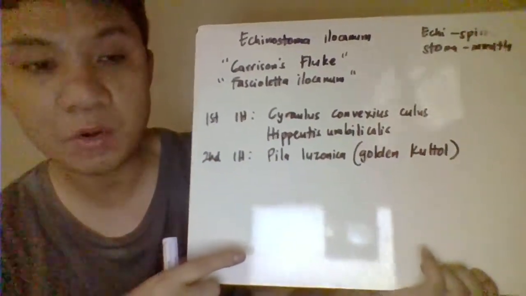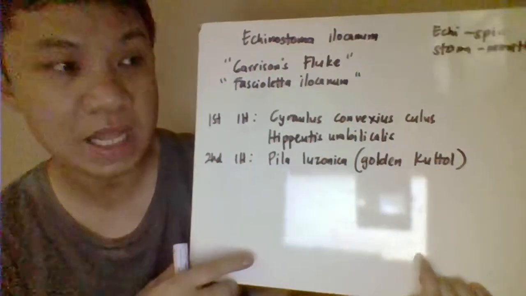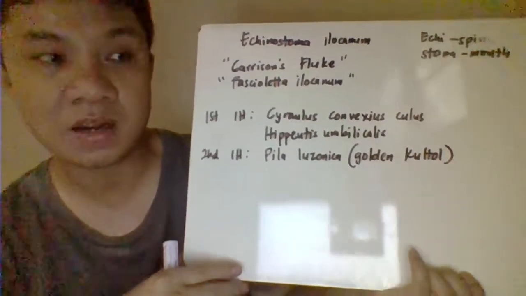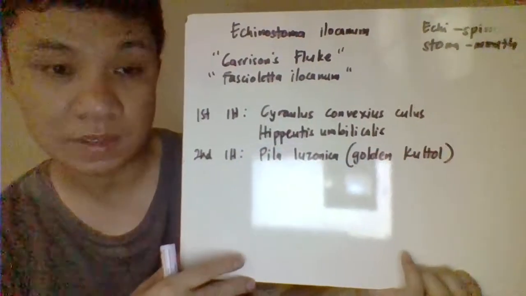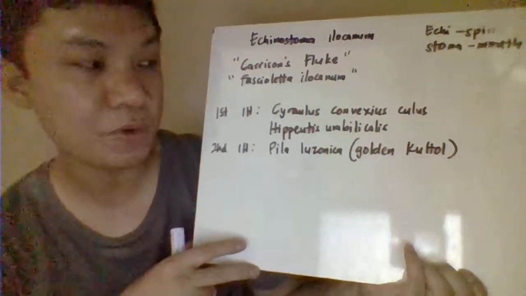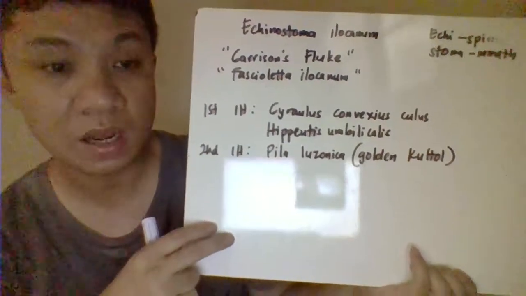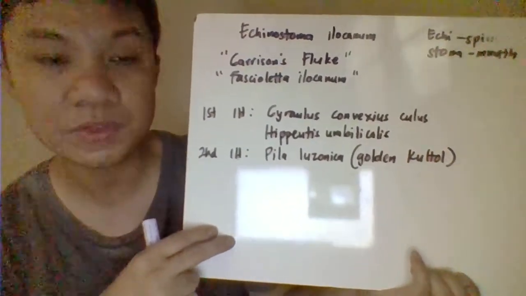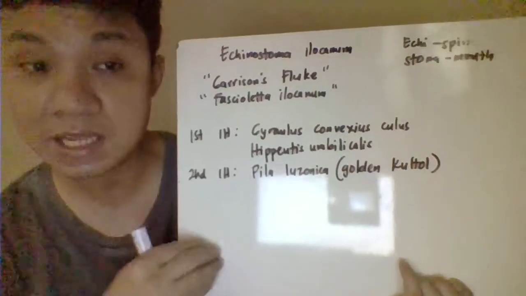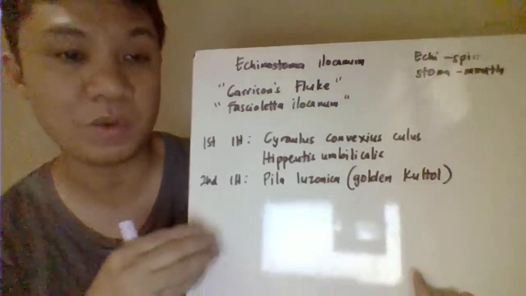Okay, the first intermediate host for this one is still your snail. Specifically, we have Gyraulus convexiusculus and Hippeutis umbilicalis. For the second intermediate host, we have your Pila luzonica. Again, you get infected by the metacercaria, because this one has two intermediate hosts.